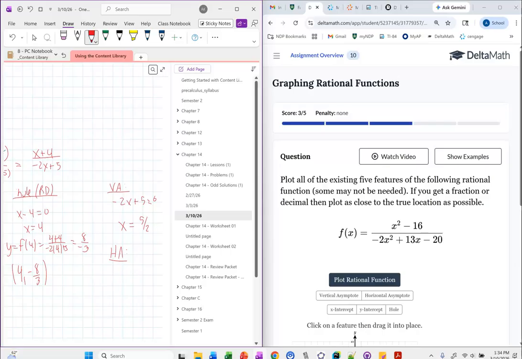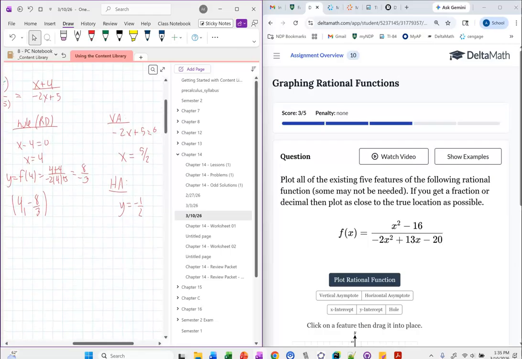I'll do my horizontal asymptote. If I look at my reduced function, I have a degree 1 over a degree 1. That tells me I have a horizontal asymptote with the equation y equals leading coefficient in the numerator over leading coefficient in the denominator. The leading coefficient in the numerator is 1. The leading coefficient in the denominator is -2. So I should have y equals -1/2. So far, so good.